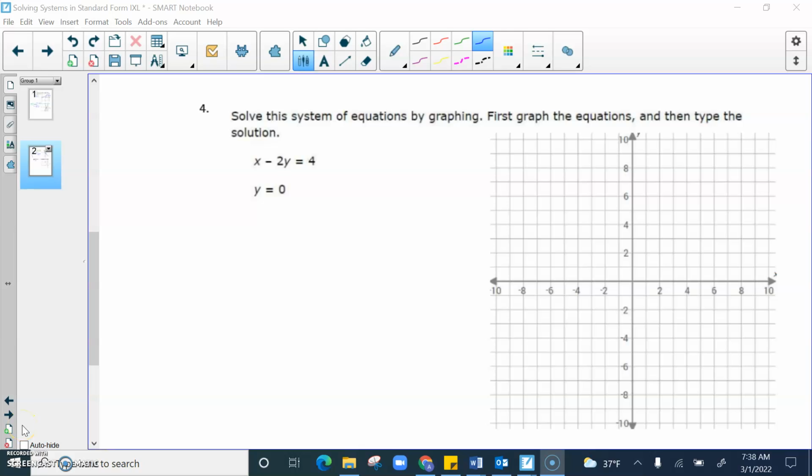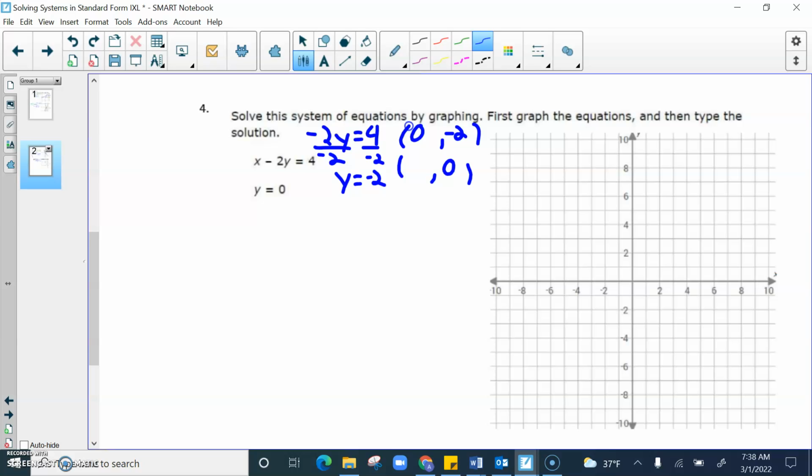All right, and the last problem, again, we have two equations that we're going to plot to find the solution. The first one's in standard form. So I'm going to have one where my x is 0 and one where my y is 0. When I put a 0 in for x, that's going to be negative 2y equals 4. Divide both sides by negative 2. My y is going to equal negative 2.